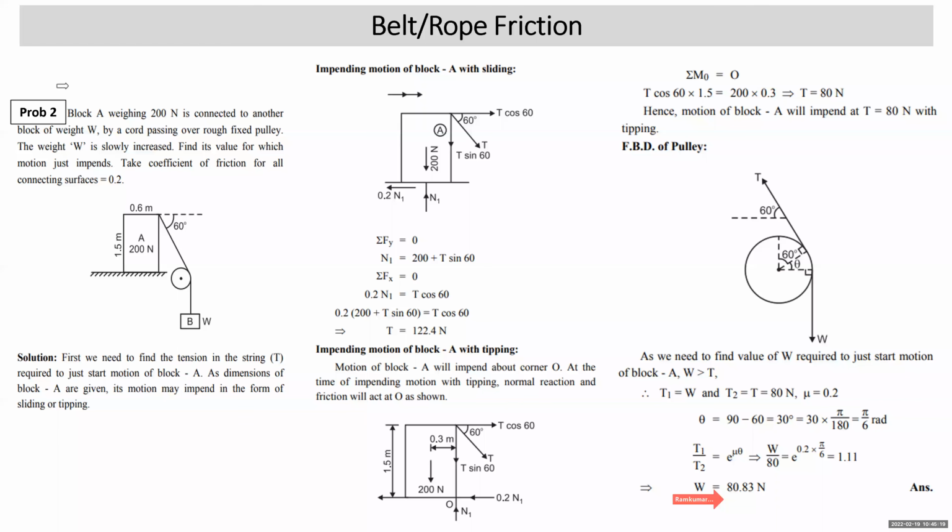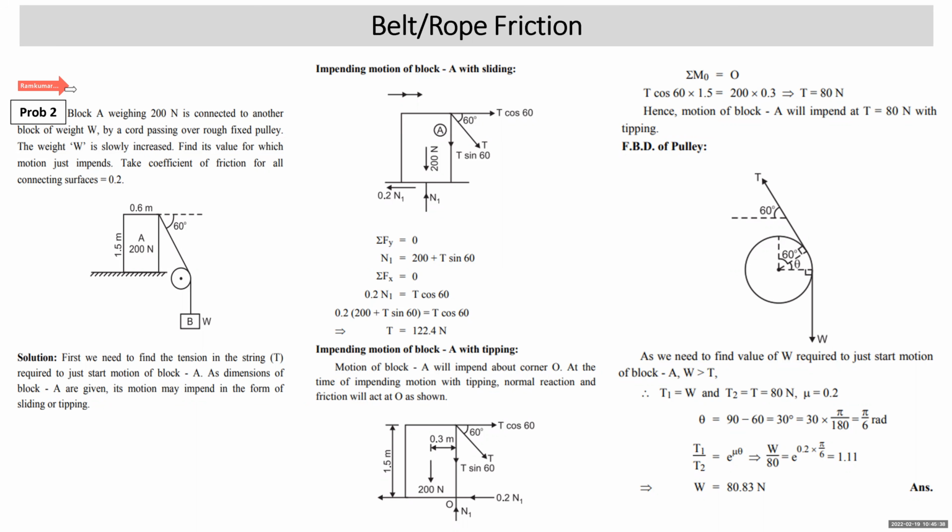Now we come to problem number 2. This involves our knowledge of friction, what we have already gained in our friction lectures. In addition to that, we will be applying the relation T1 upon T2 is e raised to mu theta as the rope is taken around friction.